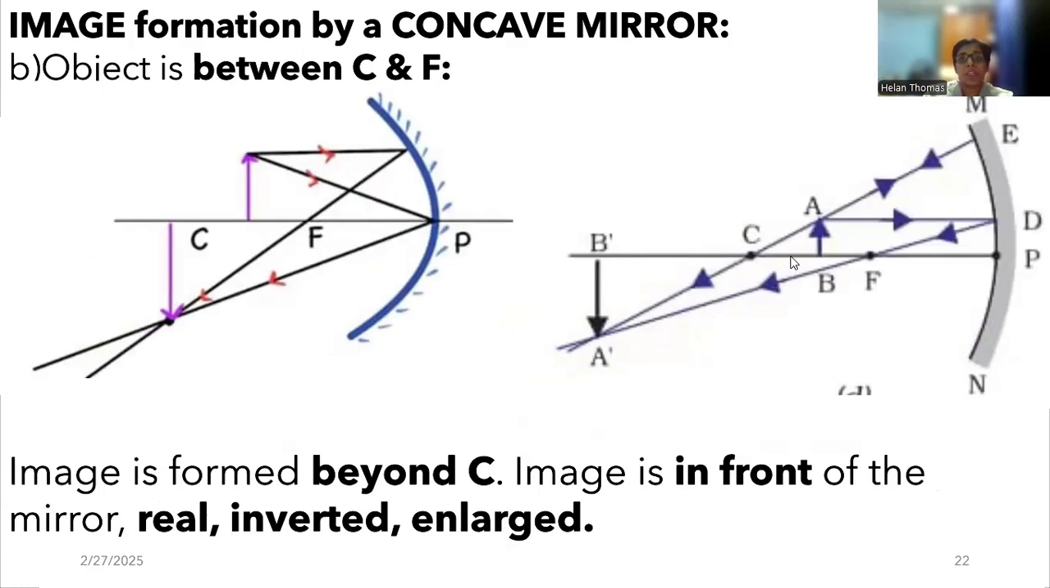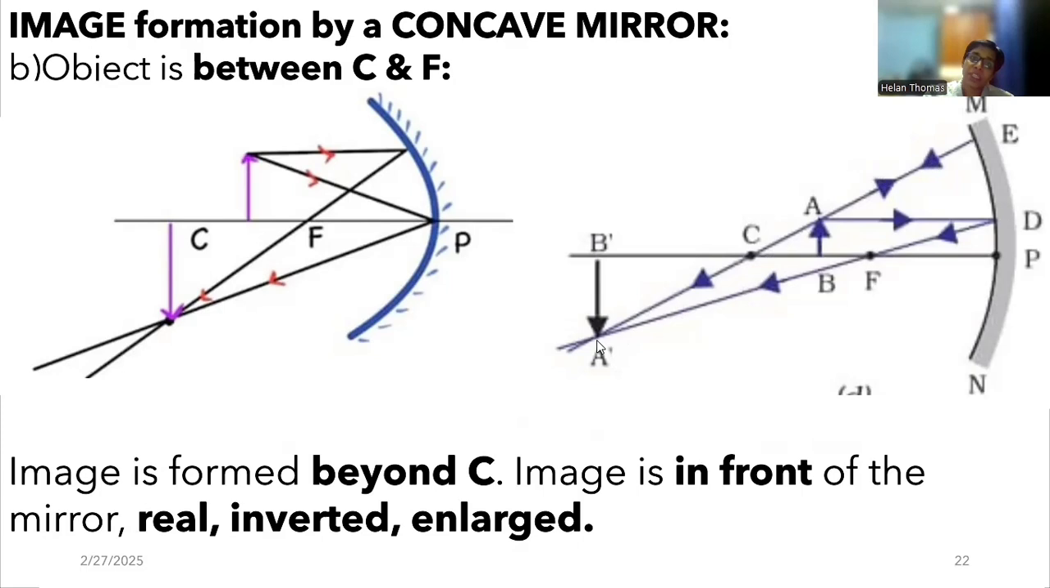Now the object is placed between the center of curvature and the focus. So what happens? AB is the object. The first ray we draw is parallel to the principal axis, and it will go through the focus. The next ray we draw is through the center of curvature. A ray that touches A and goes to the concave mirror through the center of curvature will trace back the same path.